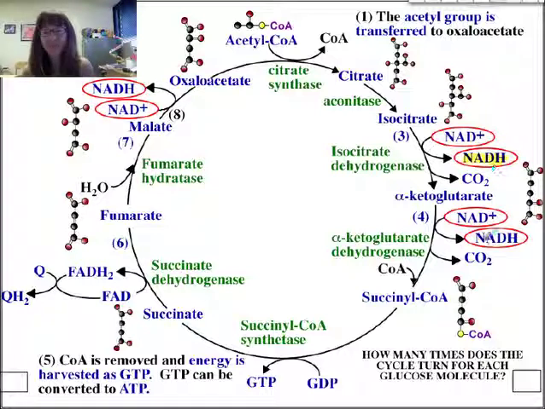1, 2, 3. Wow, a whopper, 3 NADHs per one turn of the TCA cycle. But how many times does the cycle turn for each glucose molecule? It turns 2 times, right? So for each glucose molecule, 6 NADHs are generated. That's a lot of reducing power.